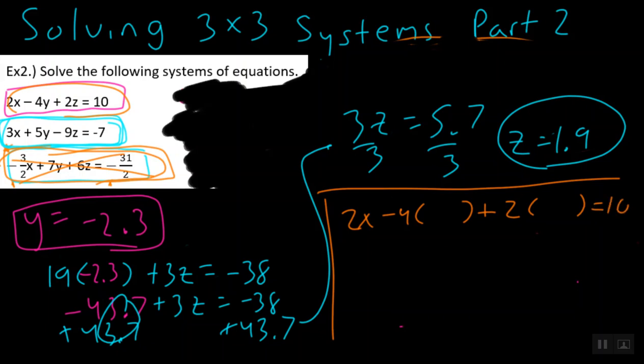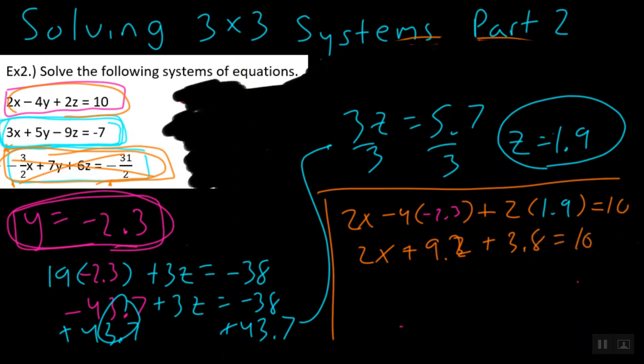Well guys, what is y? I know that my y value is this negative 2.3. I know that my z value is going to be this 1.9. And from here, guys, we can say, you know what? We got 2x minus, let's see, a negative times a negative is a positive, and 4 times 2.3 will give us 9.2, plus 2 times 1.9, which will give us 3.8, is equal to 10.